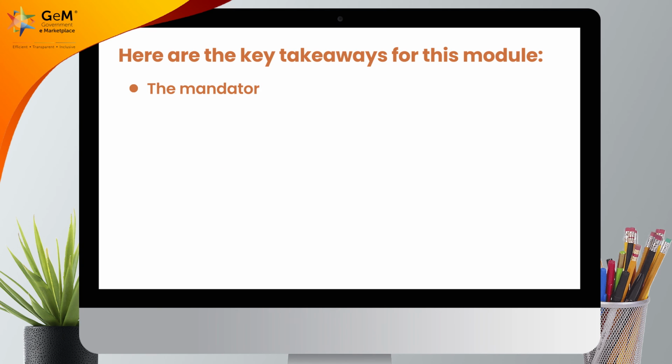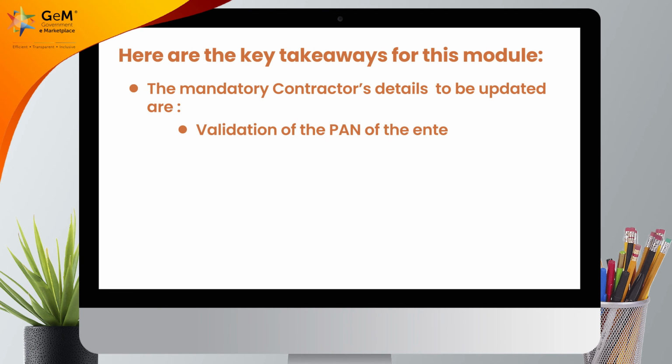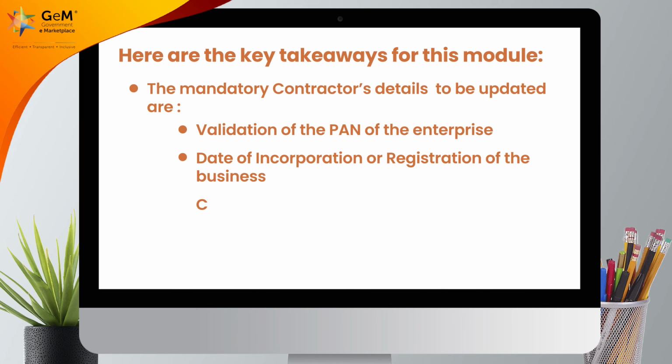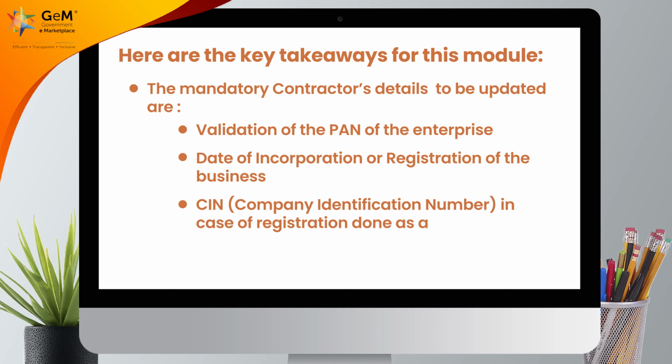The mandatory contractors' details to be updated are: validation of the PAN of the enterprise, date of incorporation or registration of the business, CIN, company identification number, in case of registration done as a private or public limited.